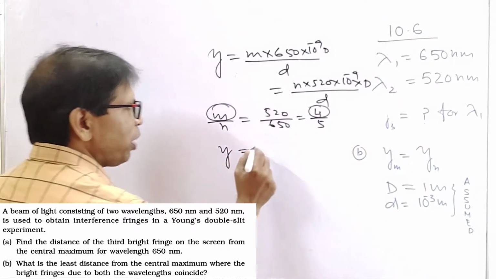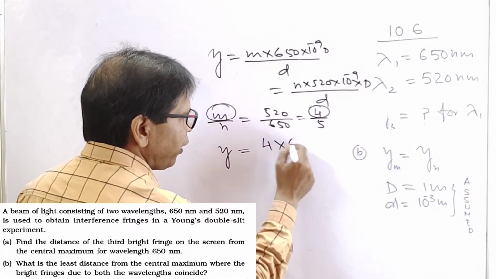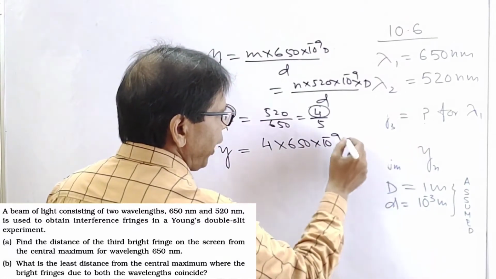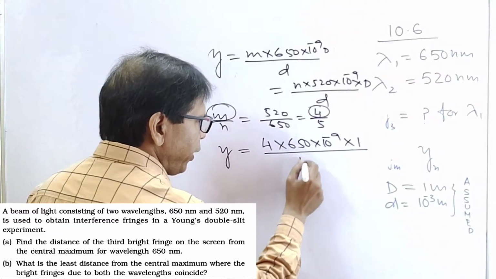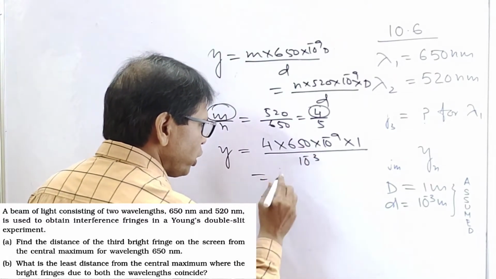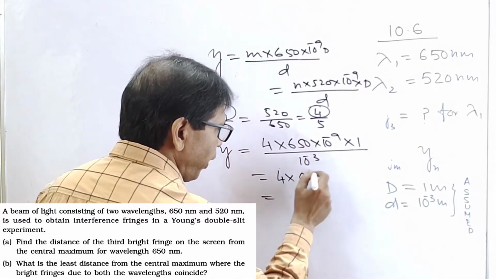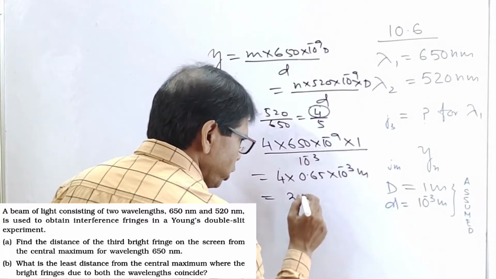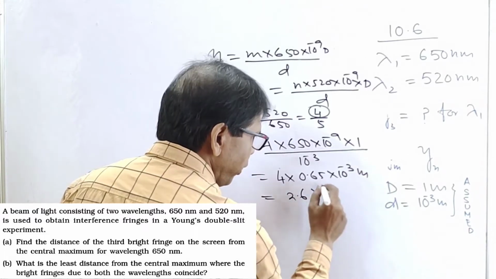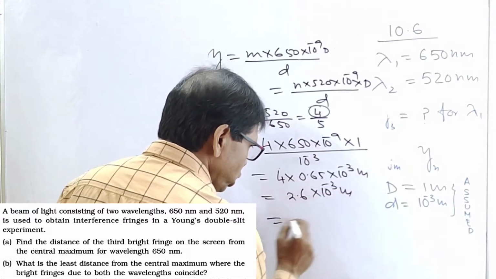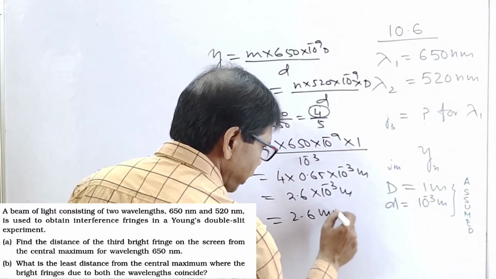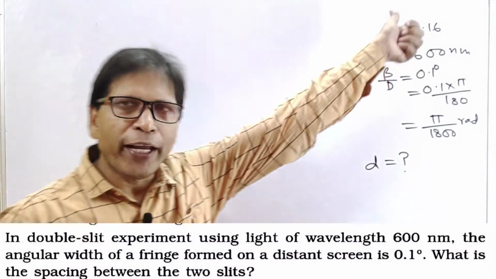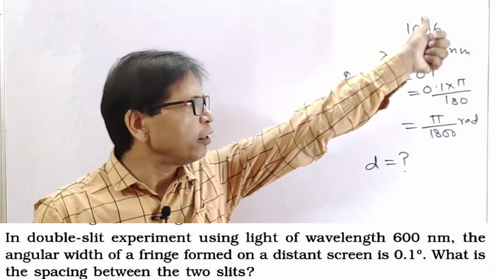So the minimum distance is 4 into lambda, this is 650 into 10 to the power minus 9, and this is 1 divided by 10 to the power minus 3. So this is 4 into 0.65 into 10 to the power minus 3 meter. So this is 2.6 into 10 to the power minus 3 meter. So this is 2.6 millimeter. Okay, understood?